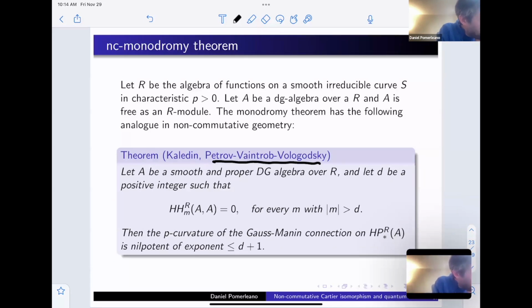What they prove is a version of this for so-called smooth and proper categories. My original family in algebraic geometry was for families which are smooth and proper varieties over a curve. Here there's an analogous definition of what it means to be a smooth and proper DG algebra or DG category over R. And what they prove is that there's a naturally defined connection on periodic cyclic homology of this category, and that the p-curvature is nilpotent there. That's the big theorem that we end up wanting to exploit.